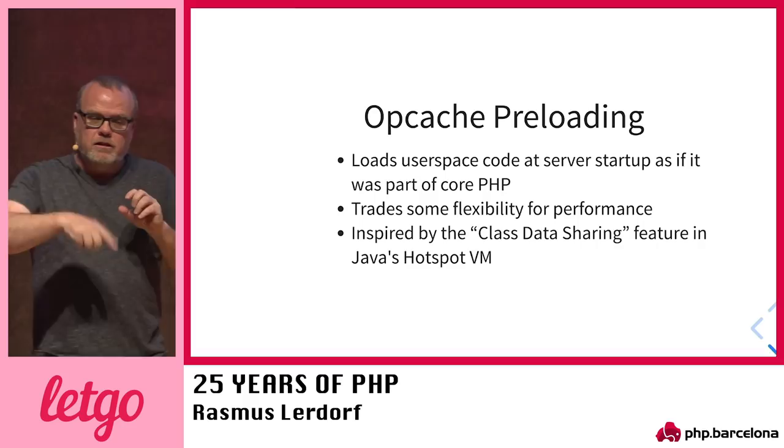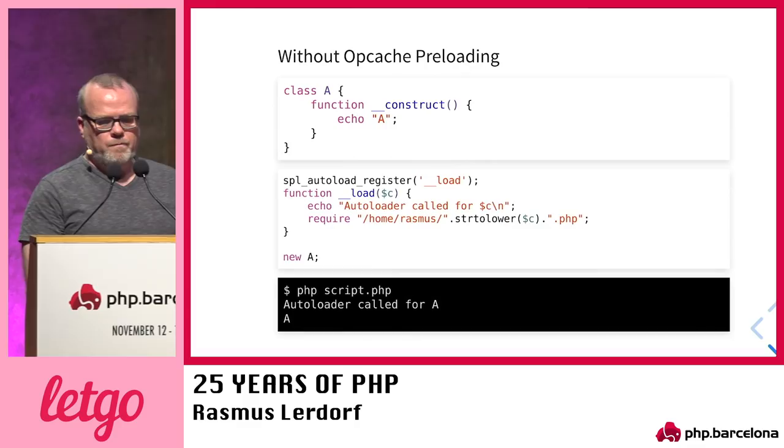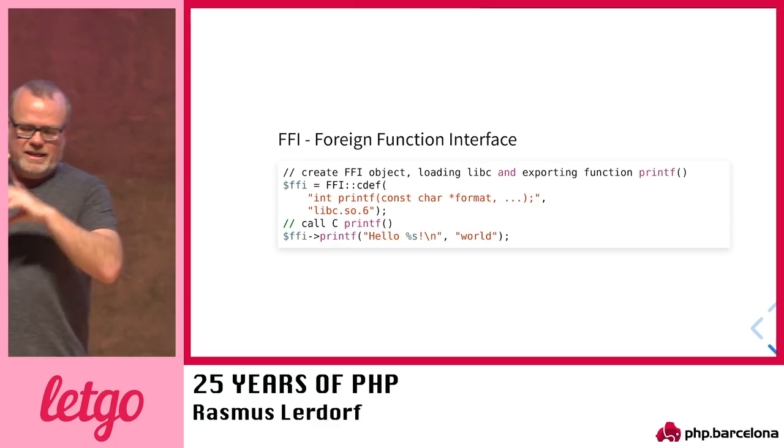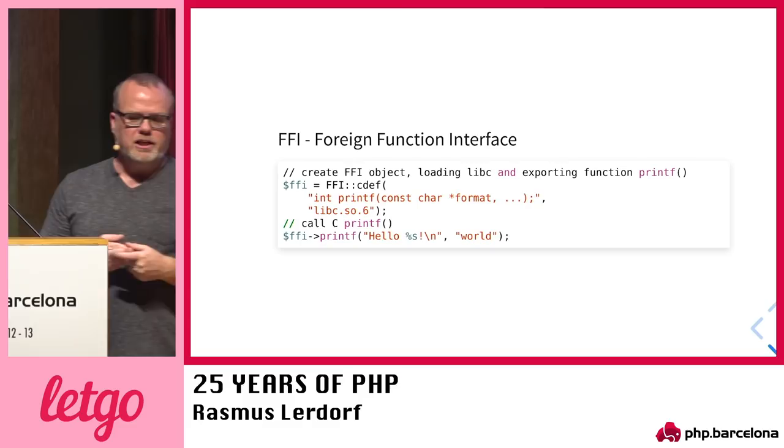And whatever class you preload is basically a native PHP class at that point, which becomes really cool when you add this next feature, FFI, the foreign function interface. This allows you to write PHP extensions in C and PHP combined, basically. You can map a C library directly into PHP space and then call it from PHP without a heavy C extension on top of it.